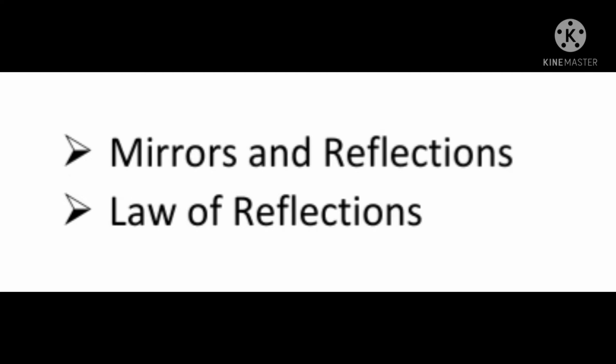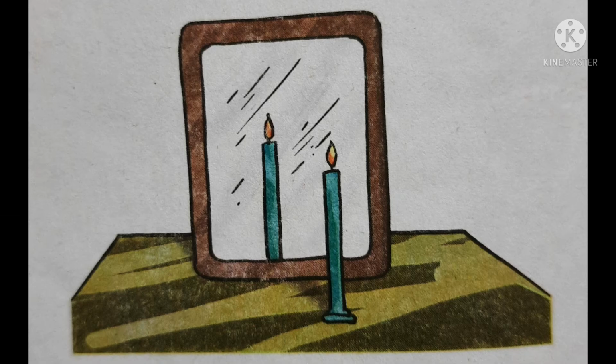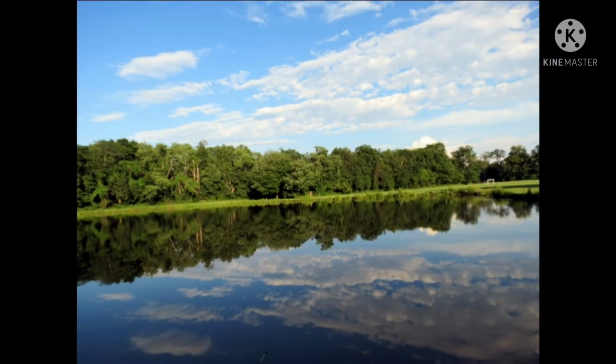Today we will study about mirrors and reflections. We all use mirrors at home. You look into the mirror and see your own face inside the mirror. So, actually, what do you see in the mirror? It is actually the reflection of your face in the mirror. If any object is kept in front of a mirror, you can see the reflection of those objects in the mirror. Sometimes we see reflections of trees, buildings and other objects in the water of a pond or a lake.